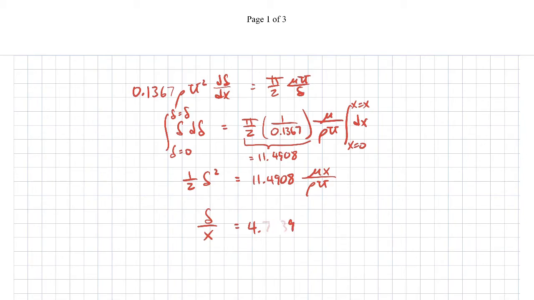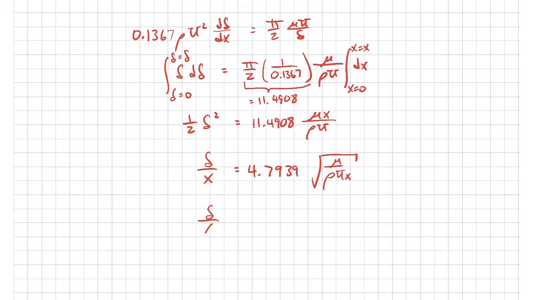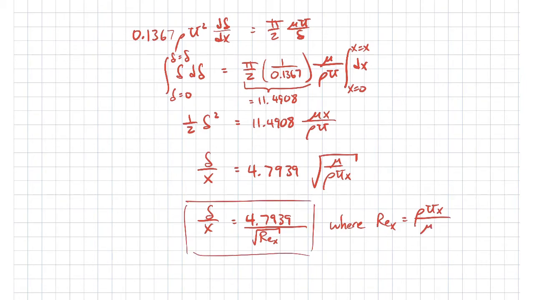Let me erase that so it's a little cleaner. So that's just some algebra there. And if you take a look at this expression, that's just 1 over the Reynolds number based on x. So our final expression then is our dimensionless 99% boundary layer thickness, about 4.8 divided by the square root of the Reynolds number based on x. So that's what we get from our Kármán momentum integral equation approach.